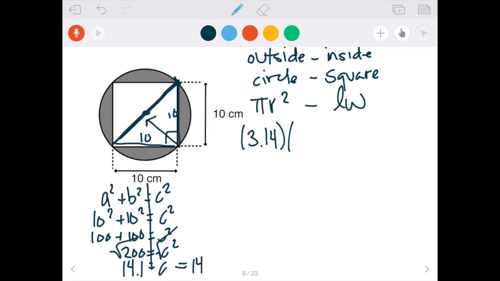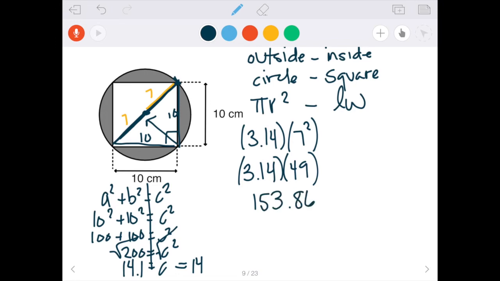Now, that's the distance all the way across, but the radius is only halfway across. So my real radius would be 7. Okay? So if I come back over here to my circle formula, that's what I'm going to put in there. 7 squared is 49. 3.14 times 49 is 153.86. Let's call that 153.9. It's close enough. Actually, let's call it 154.